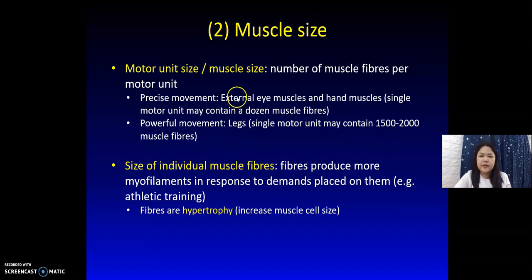There's a difference between the muscle size and the size of individual muscle fibers. This makes a regular person different from an athlete. Athletes have more myofilaments within a single muscle fiber in response to the demands, for example, their exercise. So the muscle fiber size increases in the athlete. The muscle cell size increases. This is known as cell hypertrophy.